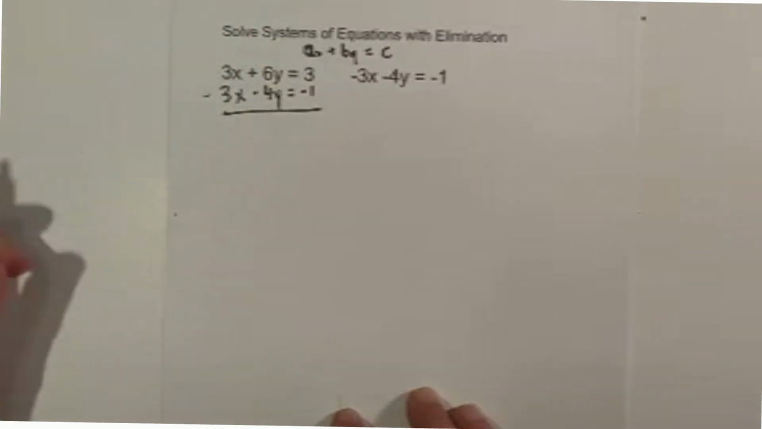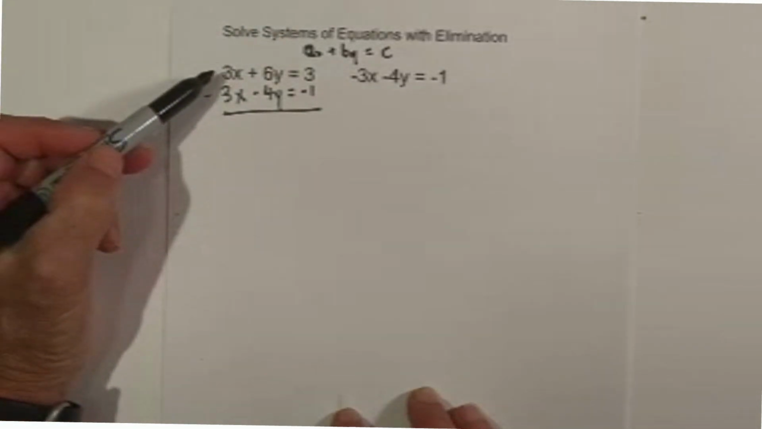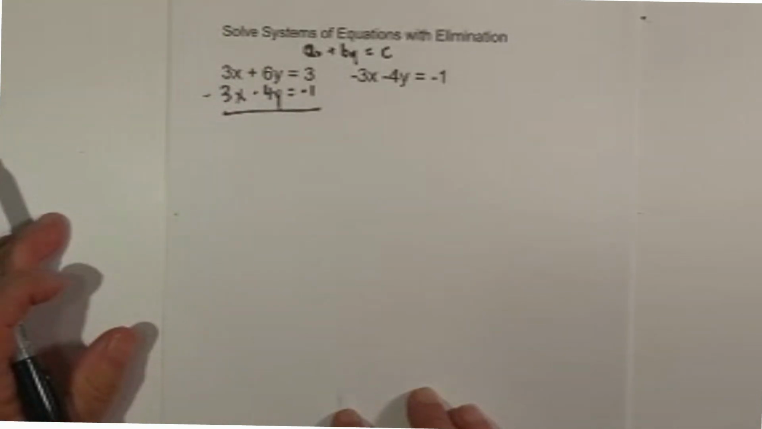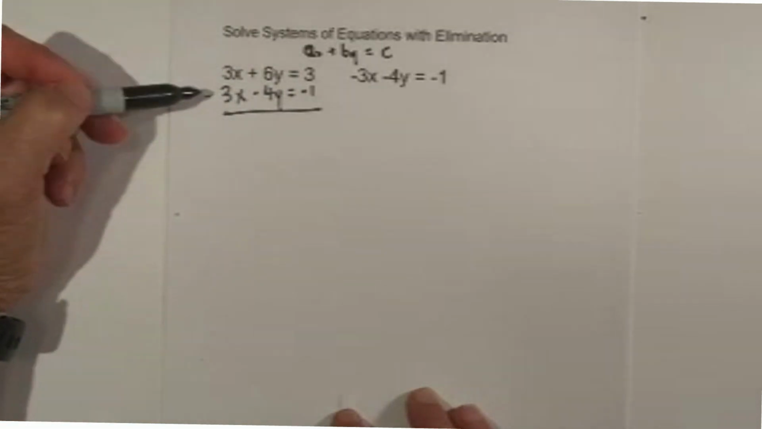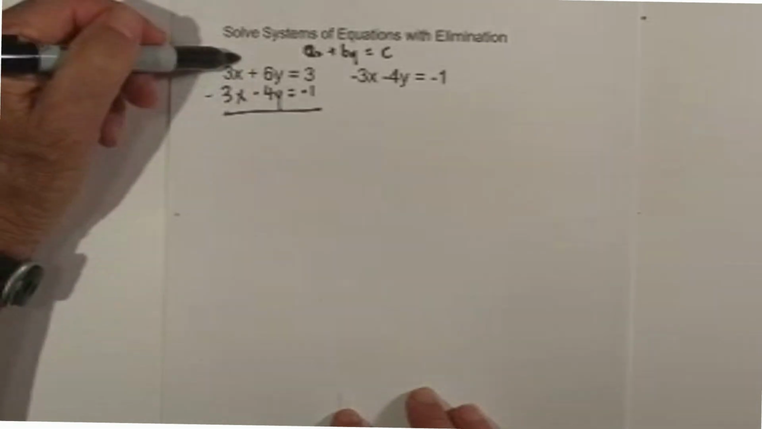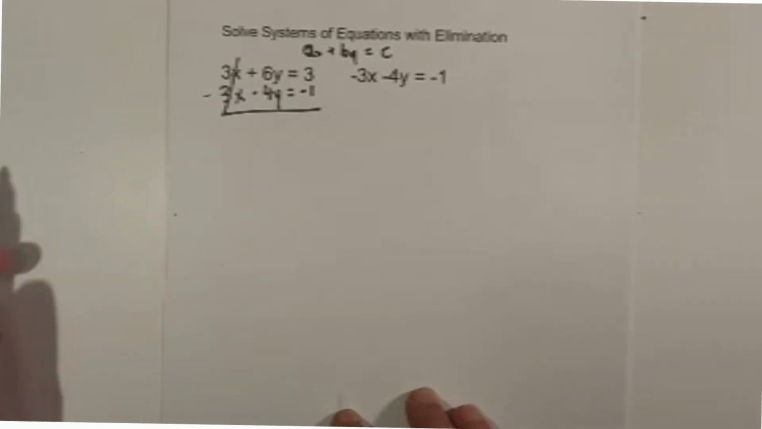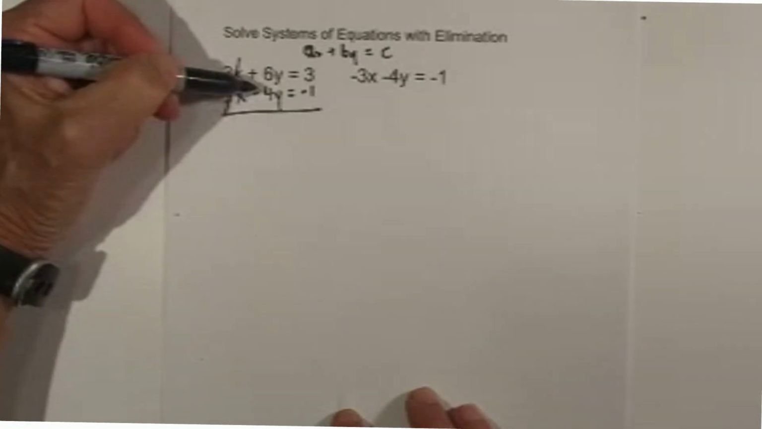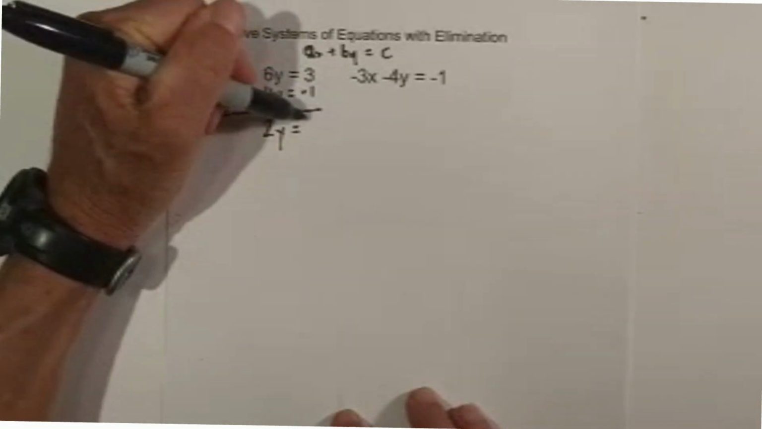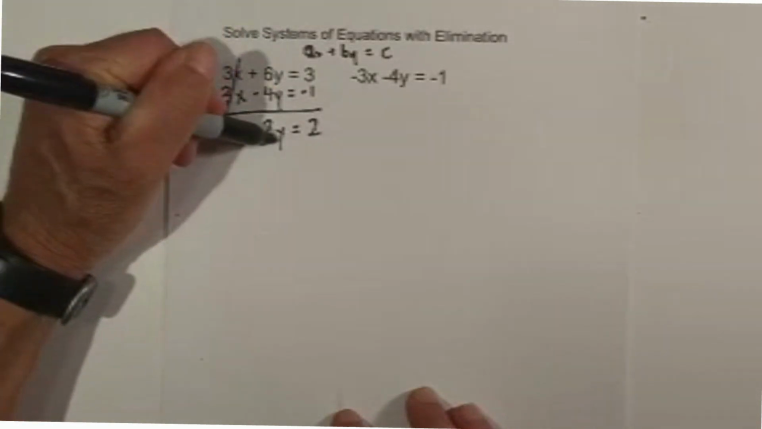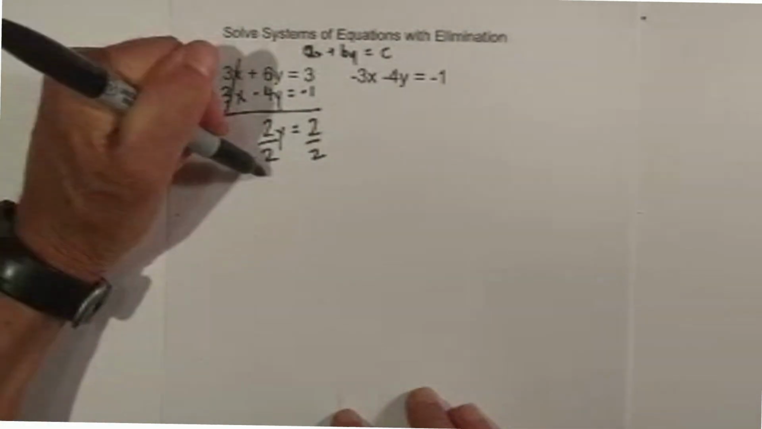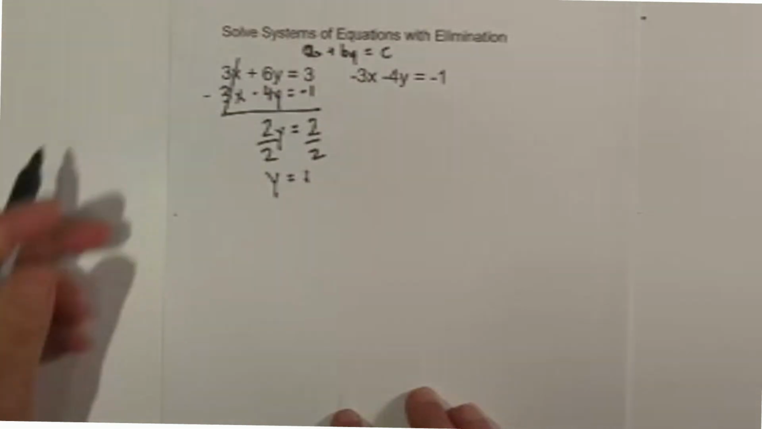Now I want to eliminate either an x or a y so that I get it separated. This is easy. Remember, these are beginning type questions. I can eliminate the 3x. So now I subtract: 6 minus negative 4 is 2y equals 3 minus 1, which is 2. I divide by 2 to get y by itself, so y is equal to 1.